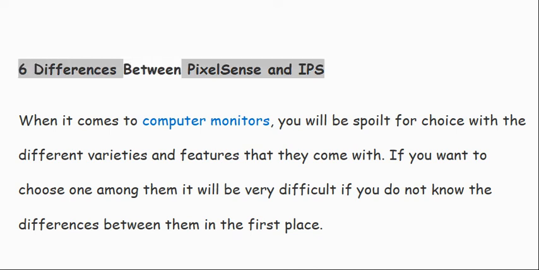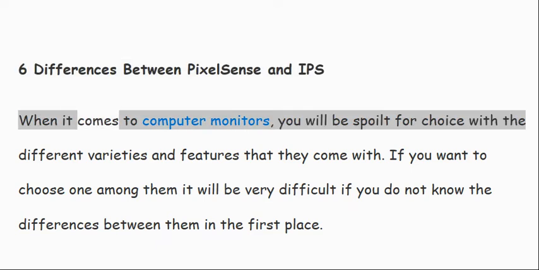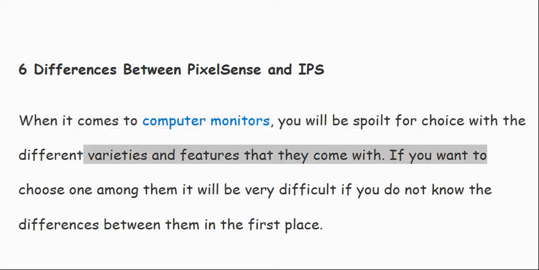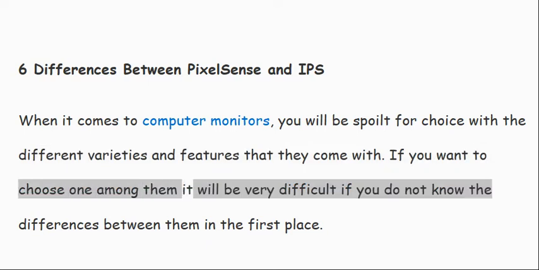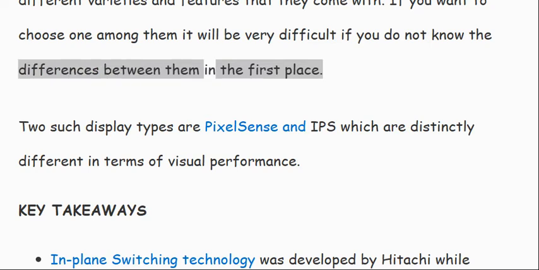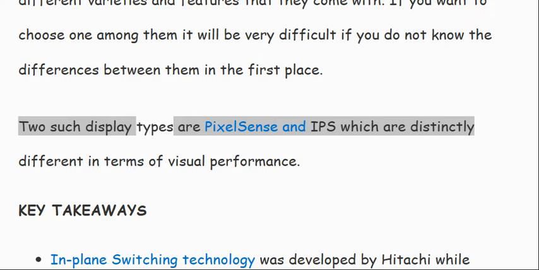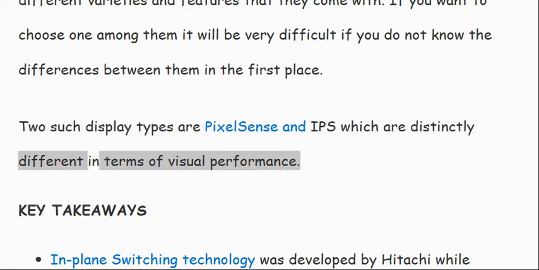6 differences between PixelSense and IPS. When it comes to computer monitors, you will be spoiled for choice with the different varieties and features that they come with. If you want to choose one among them, it will be very difficult if you do not know the differences between them in the first place. Two such display types are PixelSense and IPS, which are distinctly different in terms of visual performance.